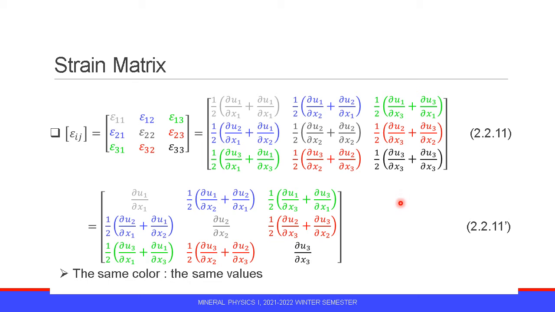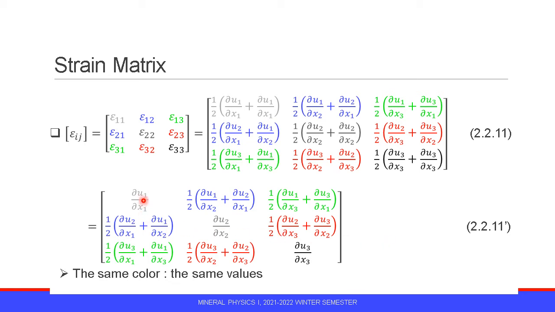similar. As you can see, the green components are identical because this part and this part are identical, and this part and this part are identical. Thus, epsilon 13 and epsilon 31 are identical, as we have already argued. Similarly, the blue components, epsilon 12 and epsilon 21, are identical, and the red components, epsilon 23 and epsilon 32, are identical.